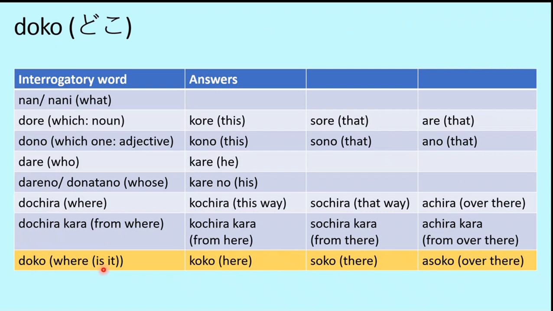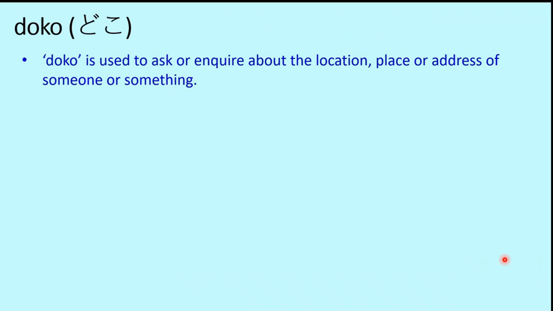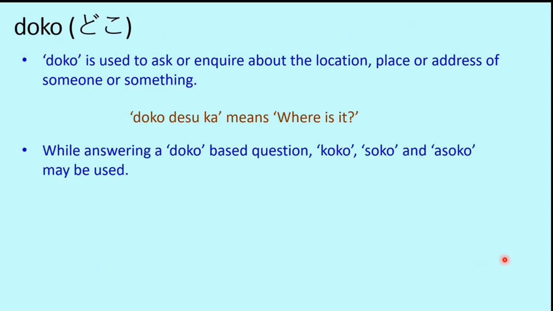Doko means where, and in the same fashion the answers to doko may be koko, which is here, soko is there, and asoko meaning over there. So where is it? Here, there, over there. Doko, koko, soko, asoko. So doko is used to ask or inquire about the location, place, or address of someone or something. Doko desu ka means where is it?